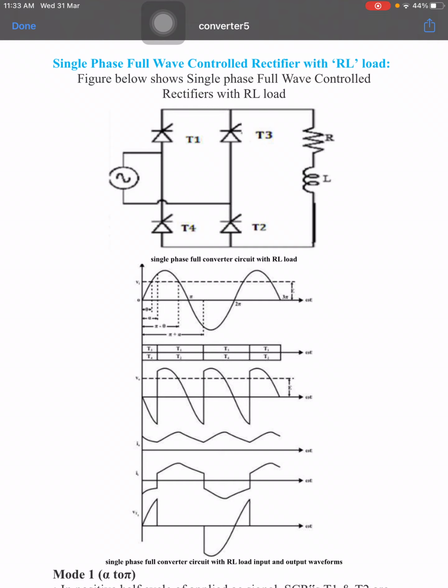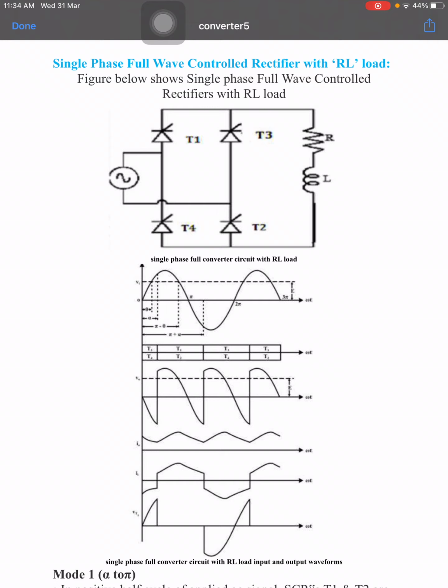Mode 1, alpha to pi, T1, T2 are just forward biased. It is not in a turn on condition. So when you apply the firing angle, T1, T2 is in the on state only. When omega t is equal to pi, the SCRs T1, T2 remain on in spite of the negative supply voltage. Means the energy stored in the inductor is returned back to the supply.